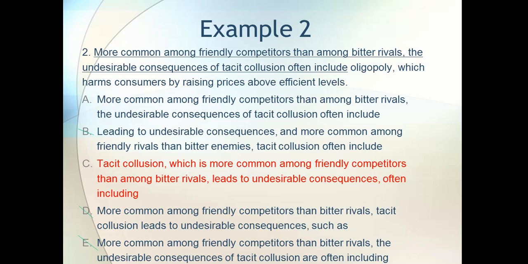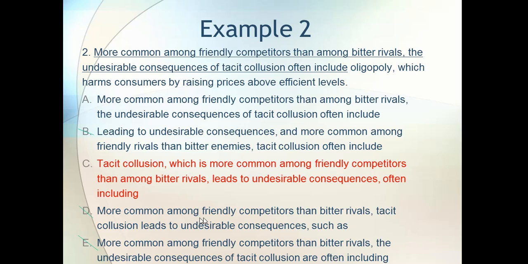So one way to start using the process of elimination is to start seeing these answers that have common elements, like these 3. Now, the first one states more common among friendly competitors than among bitter rivals. That's correct, comma. The undesirable consequences of tacit collusion often include oligopoly, and so on. At first glance, that could be correct, could be incorrect. It doesn't have something that immediately will show us that it is incorrect unless we are experts, like I am. So let's check the next one.